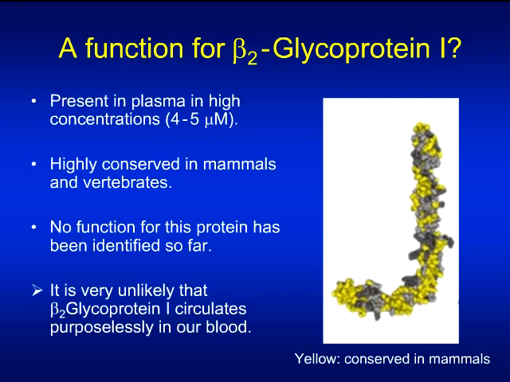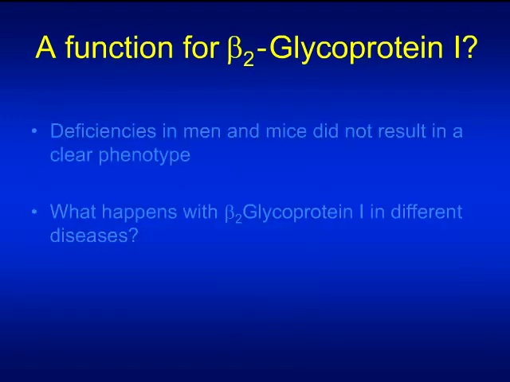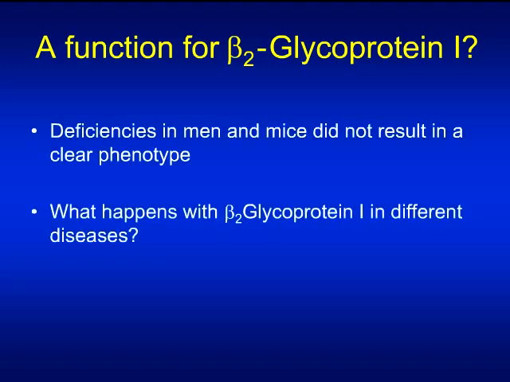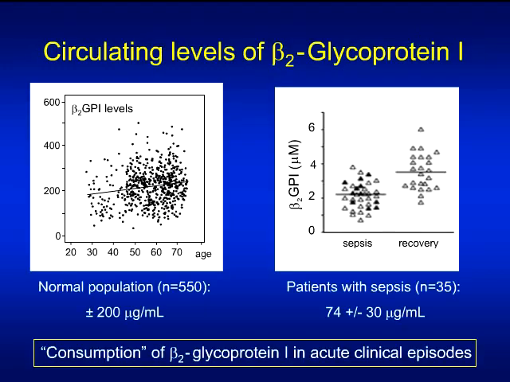Although, if you do not have it, you're healthy. So, how to solve that problem? Well, we thought, if a deficiency in man and mice does not result in a clear phenotype, what happens with beta-2-glycoprotein 1 in different diseases? I give you an example, and we take patients with sepsis. Here you see beta-2-glycoprotein 1 levels in the normal population. You see there's a huge variation. Some people have very low levels, other people have very high levels, but the mean level is about 200 micrograms per ml, about 4 micromolar.